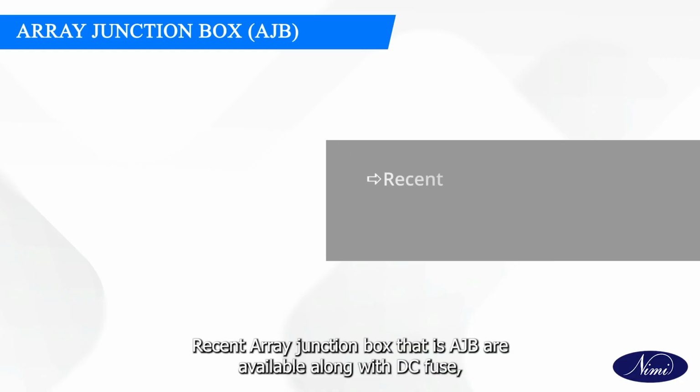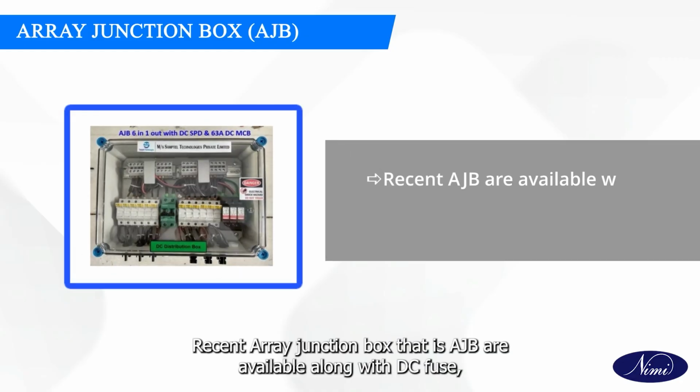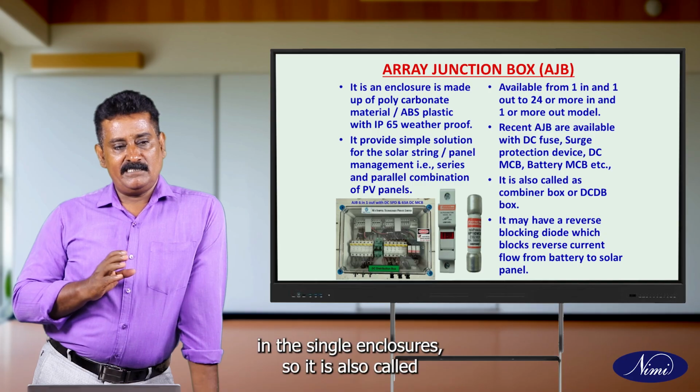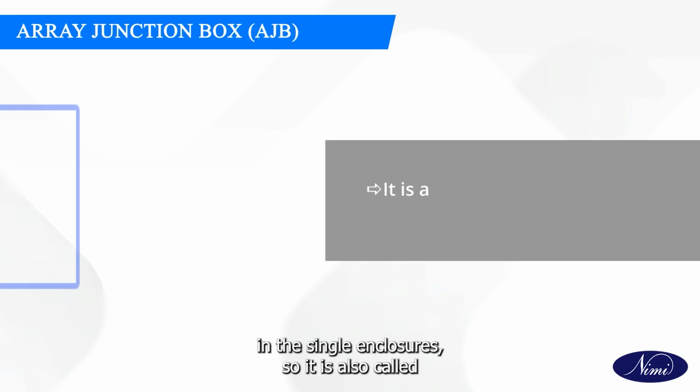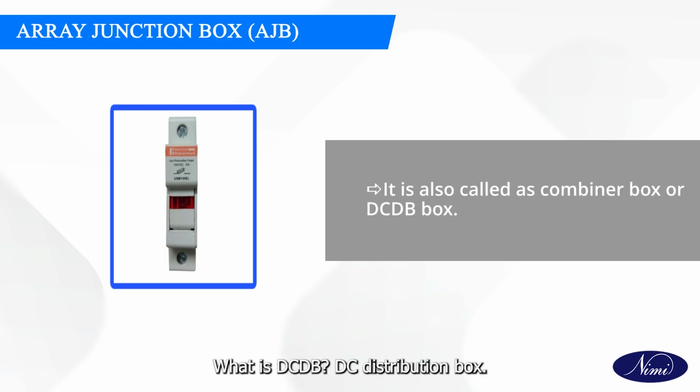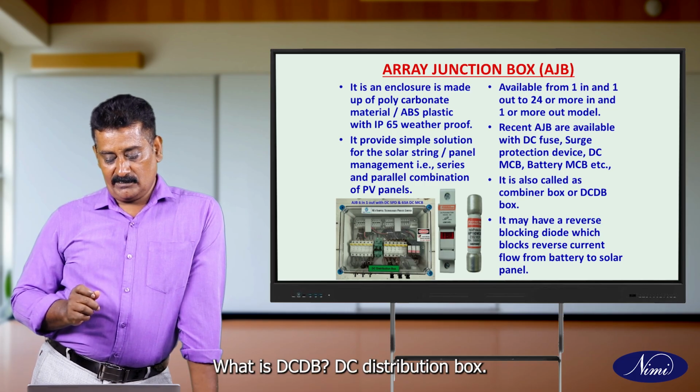Recent array junction boxes, that is AJB, are available along with DC fuse, surge protection device, DC MCB, battery MCB, etc. in a single enclosure. So, it is also called a combiner box or DC DP box. What is DC DP? DC distribution box.